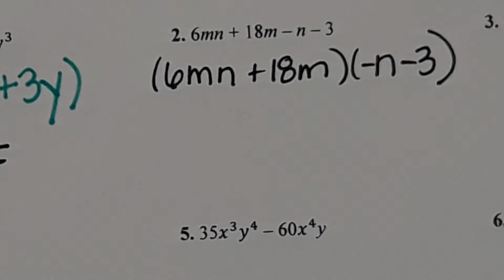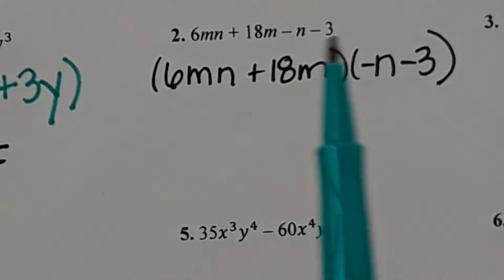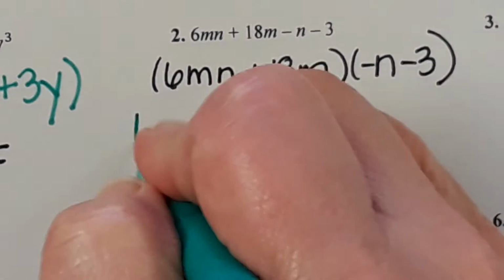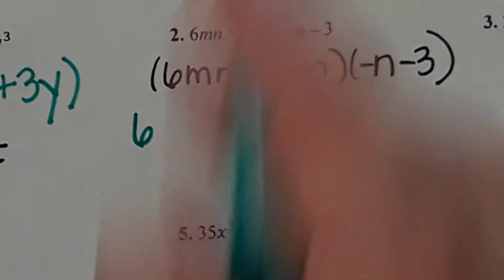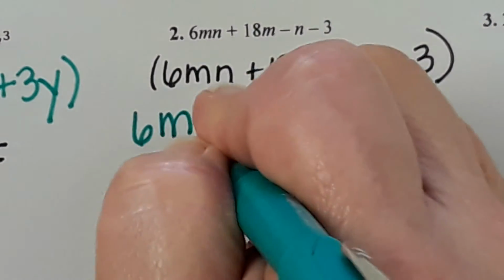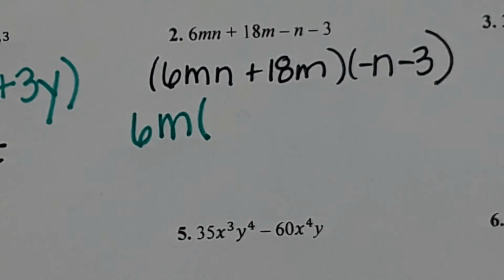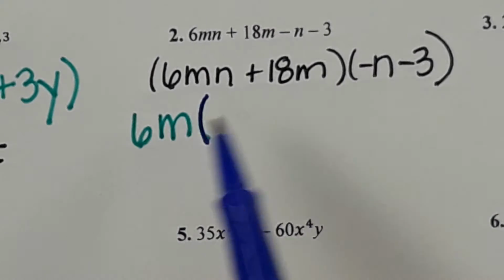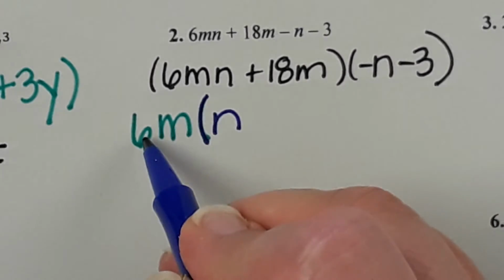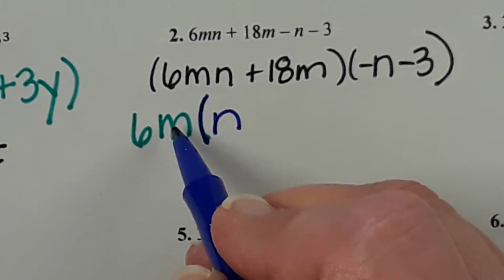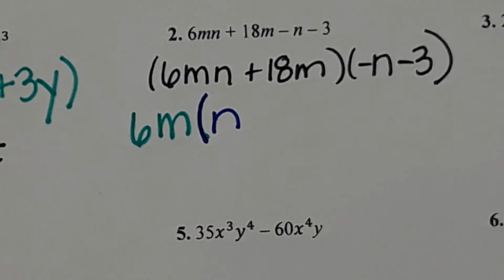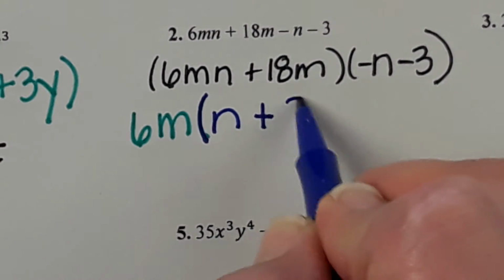So what do the first two parentheses have in common? A 6. And they have an m in common? Okay, what's 6m divided by 6m? And then there's an n left over. 6 divided by 6 is 1. m divided by m is 1, and I'm left with an n. What is 18m divided by 6m? 3.